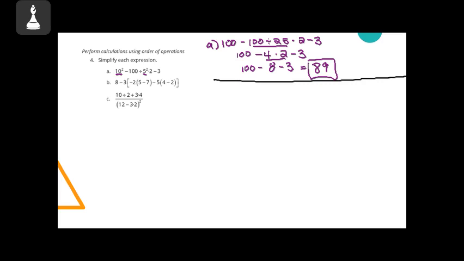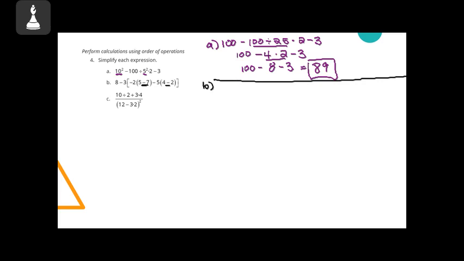In B, we have 8 minus 3 times the quantity, negative 2 times the quantity 5 minus 7, minus 5 times the quantity 4 minus 2. So in this problem, we have brackets and inner parentheses. So the first thing I'm going to do is these inner parentheses. I'm going to carry everything else.